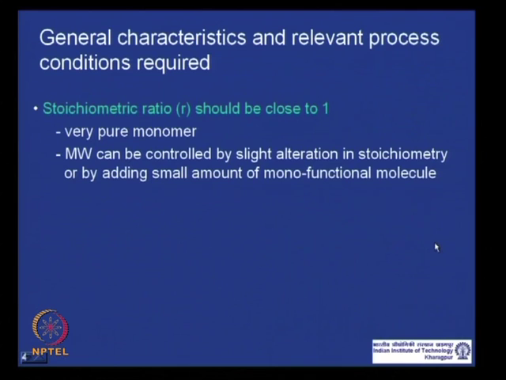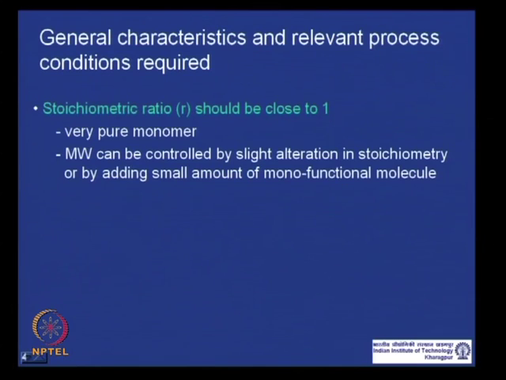Next point is the stoichiometric ratio, r, which should be close to 1. We have seen that if your r is not close to 1, the molecular weight becomes lower. Now, to have r close to 1, you first have to know the purity of the monomer, and if there is impurity, you do not know what you are putting in the reaction. So, it is always advisable, and industrially it is always done, to have monomers which are extremely pure, so that you know what you are putting in. If you are adding two monomers, assuming they are close to 1:1, or whatever target molecular weight you are looking for, that has to be the same as what you are giving.